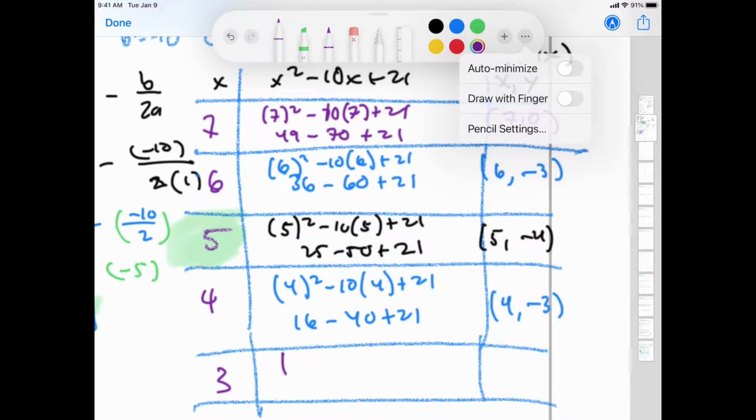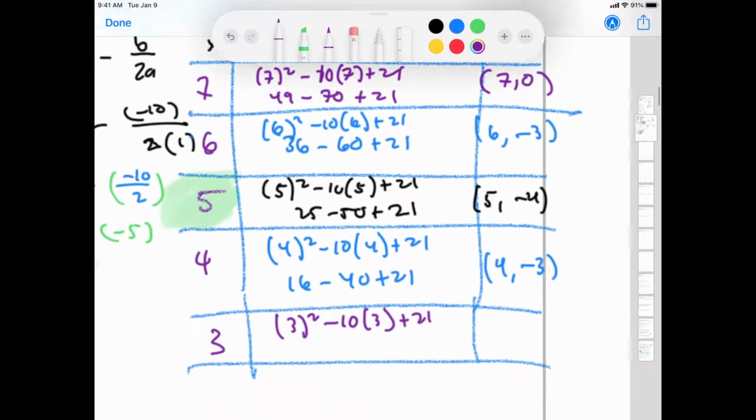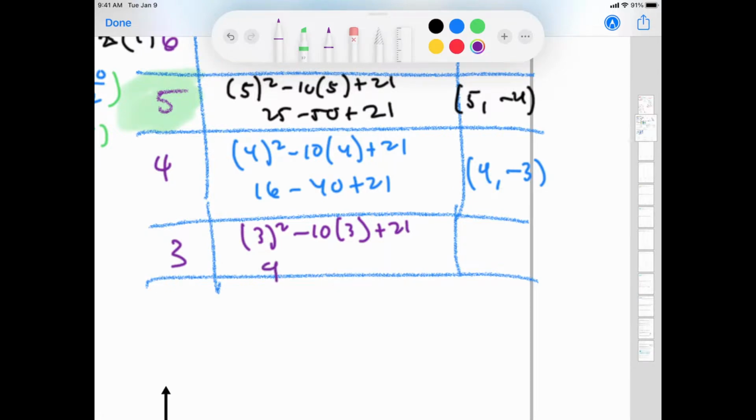So let's put in 3 for every x value. So I have 3 squared, which is 9, minus 10 times 3, which is negative 30. So left to right, 9 minus 30 is negative 21, and negative 21 plus 21 is 0. 3 comma 0 is my answer.